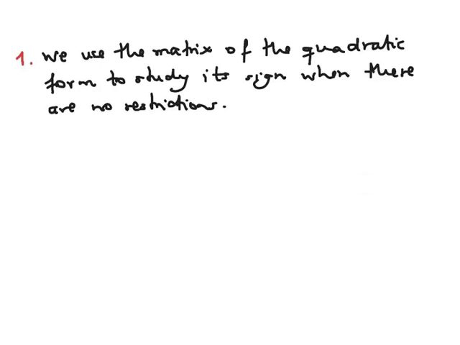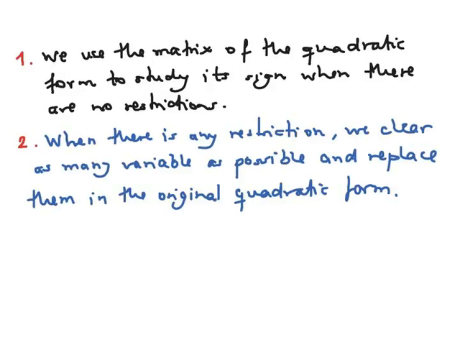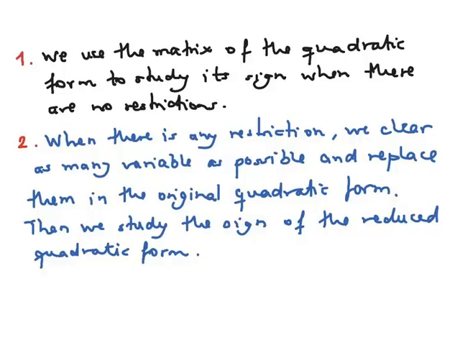To summarize, 1. We use the matrix of a quadratic form to study its sign when there are no restrictions. 2. When there are any restrictions, we clear as many variables as possible and replace them in the original quadratic form. Then we study the sign of the reduced quadratic form.